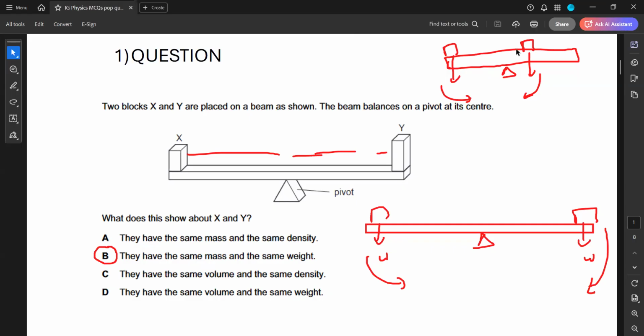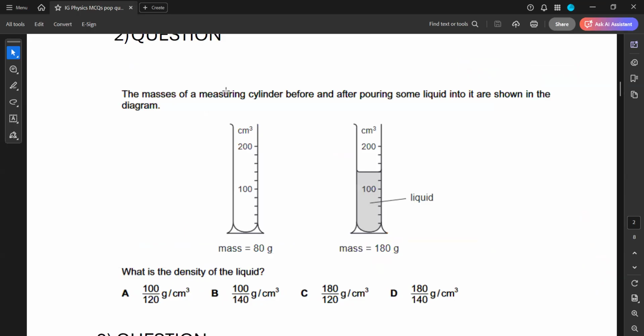So next we have the mass of a measuring cylinder before and after pouring a liquid into it. What is the density? To get the density, it is mass divided by volume. Look, we need the density of the liquid. The empty measuring cylinder was 80 grams and the filled measuring cylinder is 180 grams. So what is the mass of the liquid inside? We do subtraction, 180 minus 80, so how much is there? It is 100 grams.